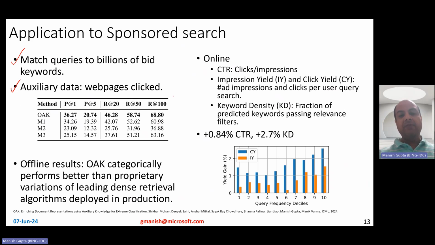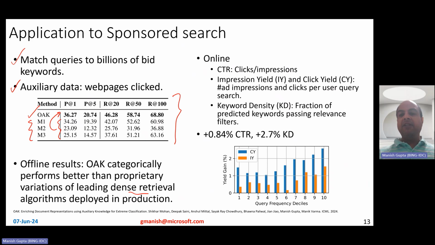Here are some offline results. So we compare OAK with 3 proprietary methods. For proprietary reasons, we can't really talk about those methods in detail, but they are actually implementations of popular dense retrieval algorithms, right? And as you observe, OAK really leads to way better results compared to those existing algorithms that are running in Bing production at this point of time in sponsored search.